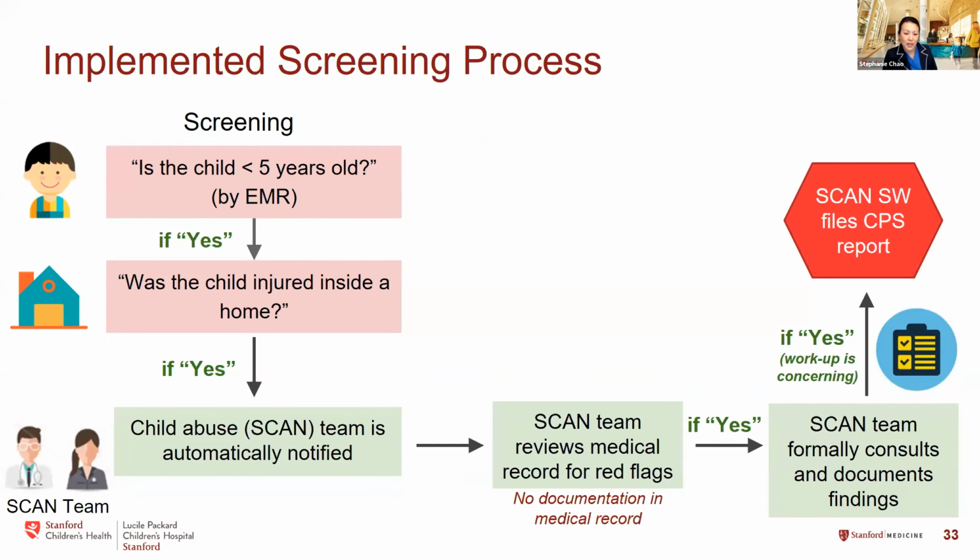There is no footprint of them in the medical record, so that if a parent views the medical record later on, there is not a note that says child abuse screening. It's all done in the background. If the child abuse team finds red flags or reasons to further investigate the case, then the SCAN team asks the primary team to formally consult and they will begin documenting their findings. And if the workup is then concerning, then the SCAN team will file a CPS report.